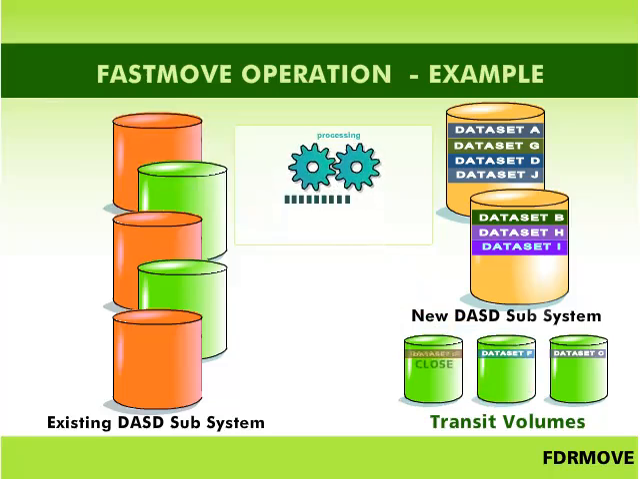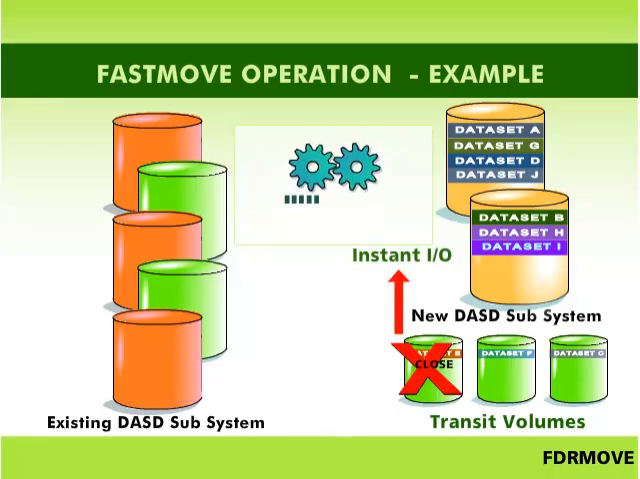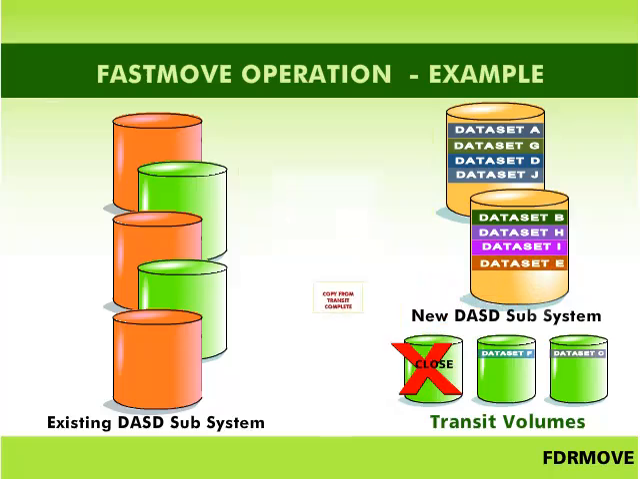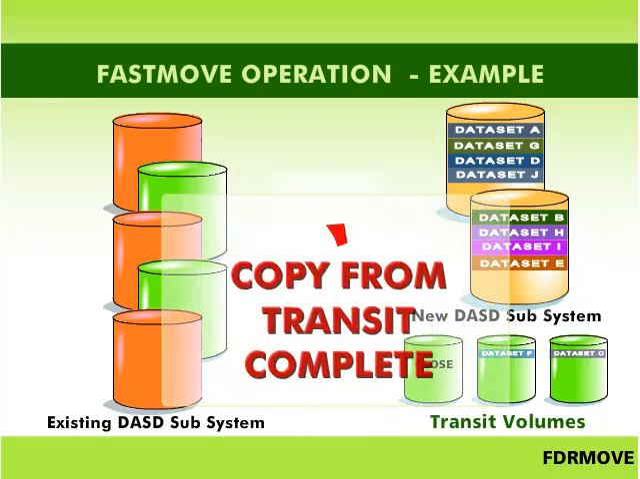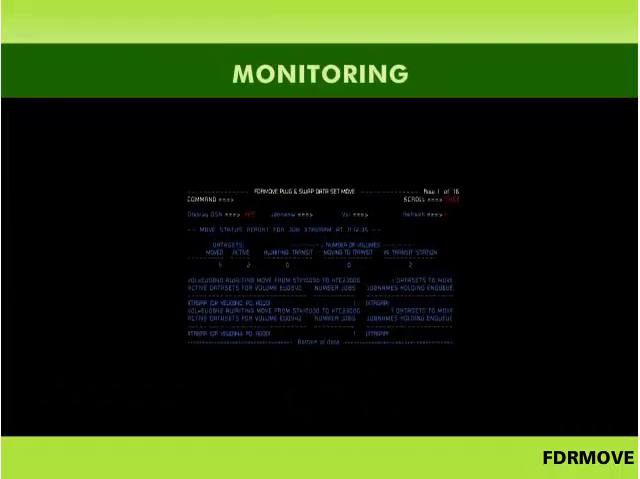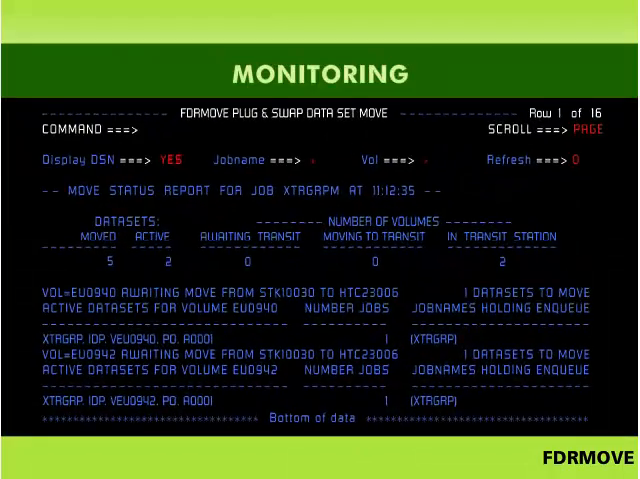Once a dataset becomes inactive in the transit station, the dataset will be instantly moved, taking advantage of the DASD hardware replication features mentioned earlier, to a specified disk address in the new DASD subsystem. FDRMOVE again takes care of cataloging any datasets to their new volumes. Progress of the FASTMOVE can be monitored using the ISPF monitoring panel.